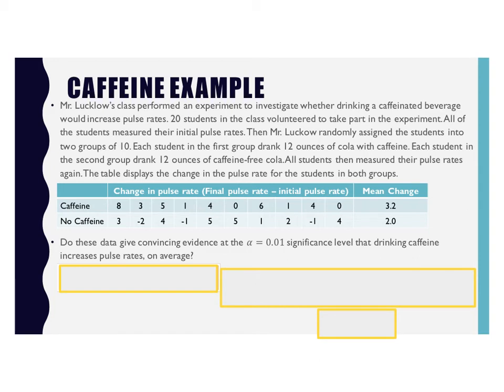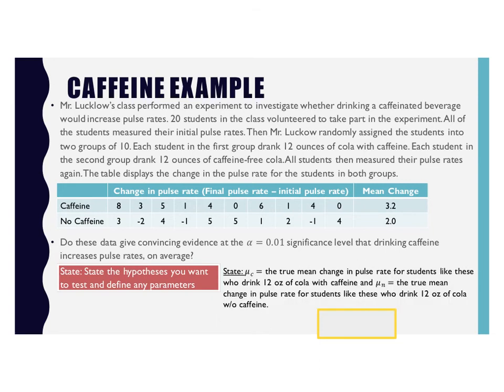Remember, our first step is the state step. We're going to state the hypotheses, what we want to test, and define the parameters. So we're going to say mu sub c is the true mean change in pulse rates for students like these who drink 12 ounces of cola with caffeine, and mu sub n is the true mean change in pulse rates for students like these who drink 12 ounces of cola without caffeine.